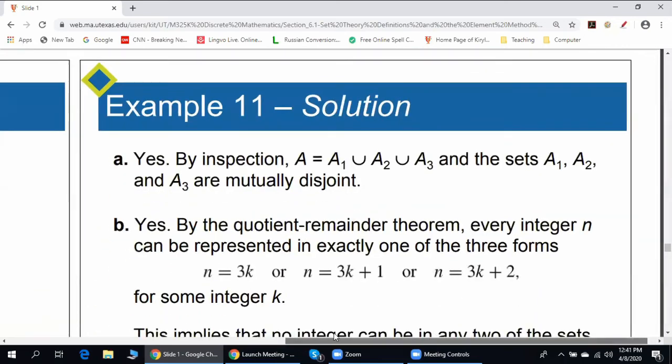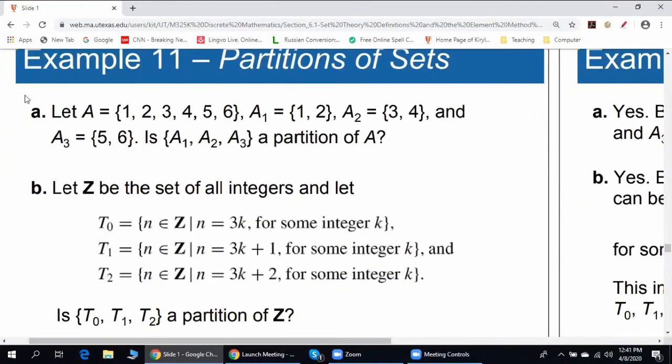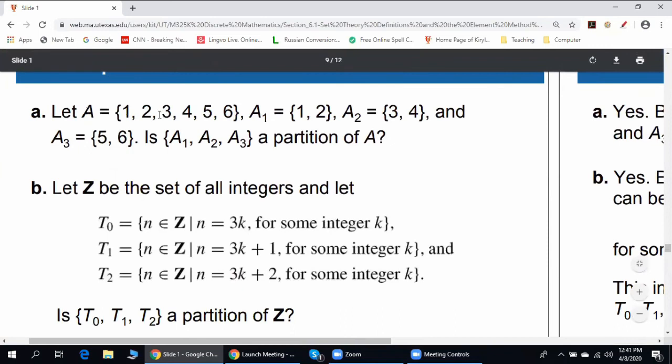For example, A is the following set: 1, 2, 3, 4, 5, 6.